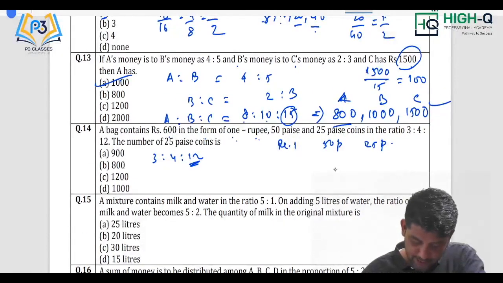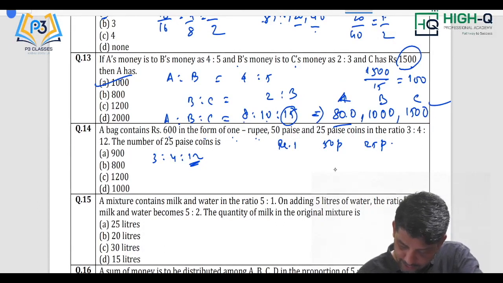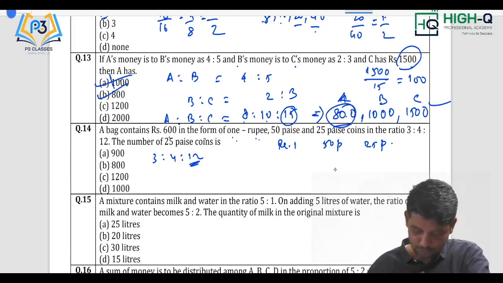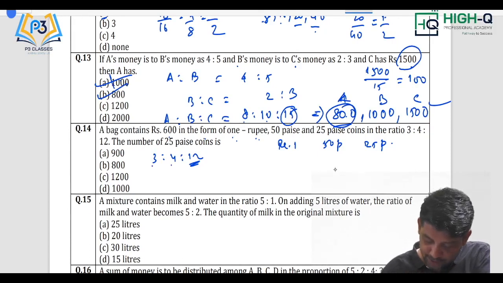A has 1000 only, na? Correct. Sum number 13. Oh, sorry. A has 800 rupees. B has 1000 rupees. Okay. Now come to this point. 3:4:12. Okay. So the 25 paise coin ratio is this one, right?